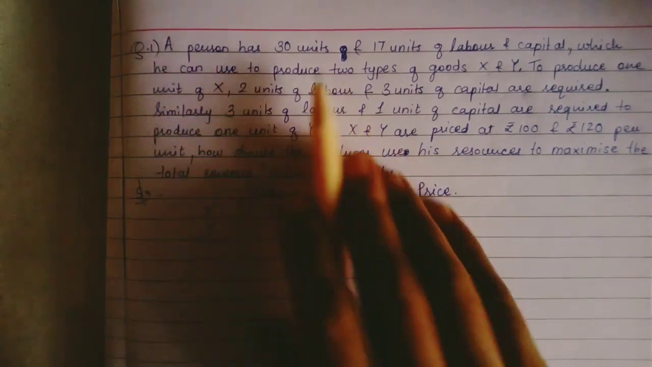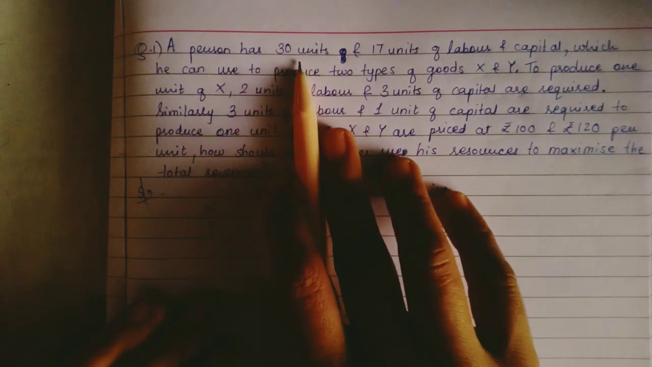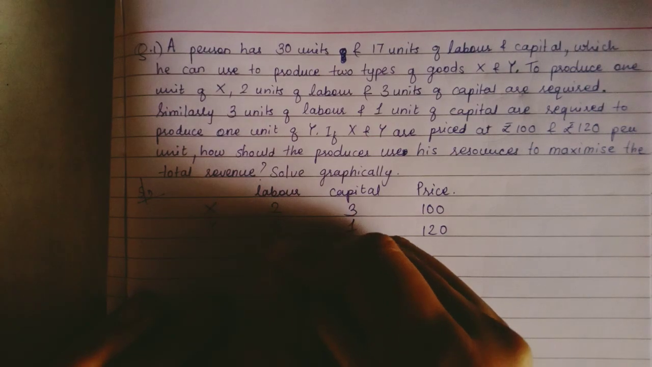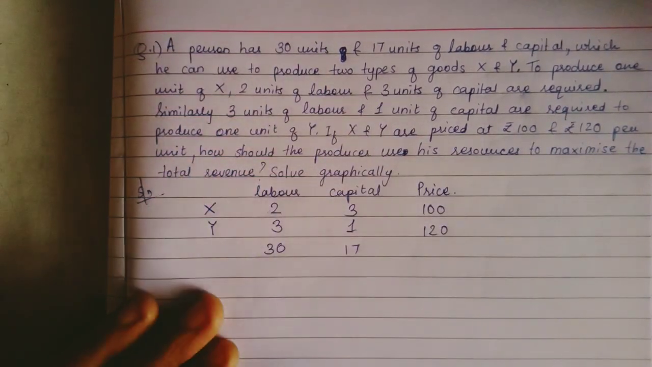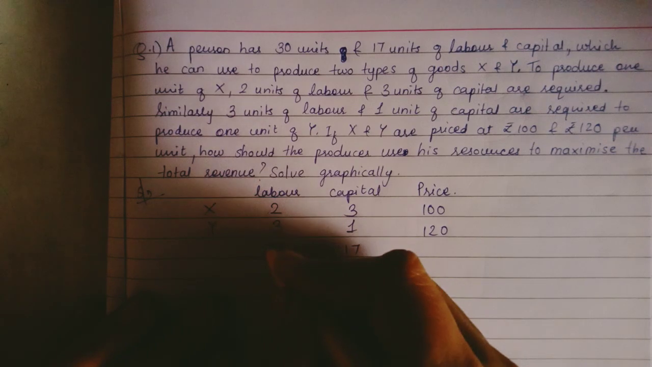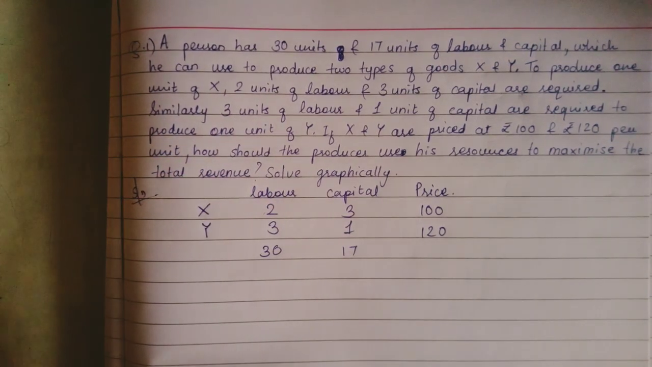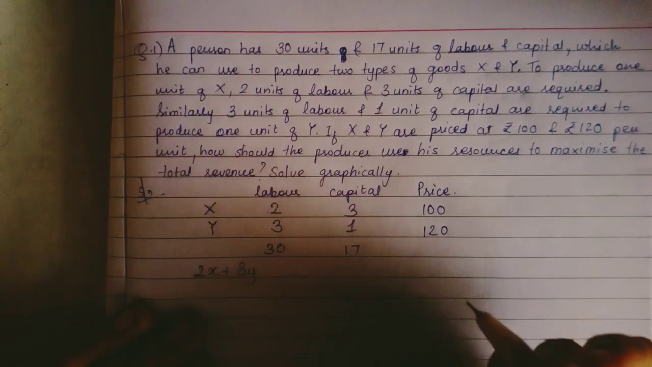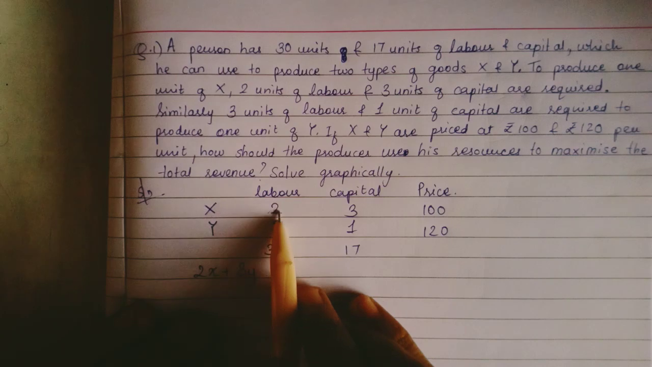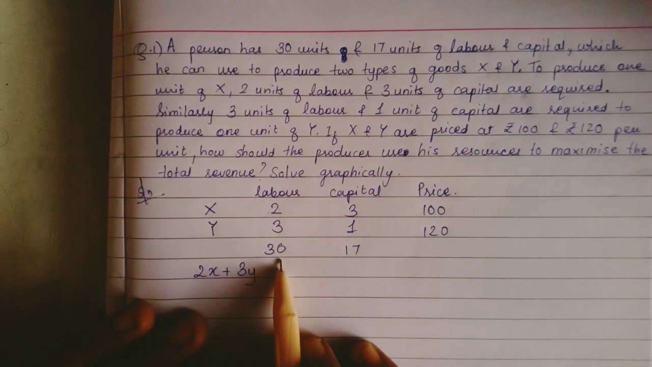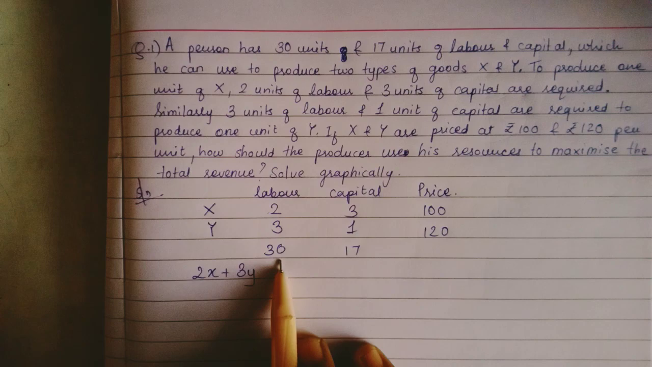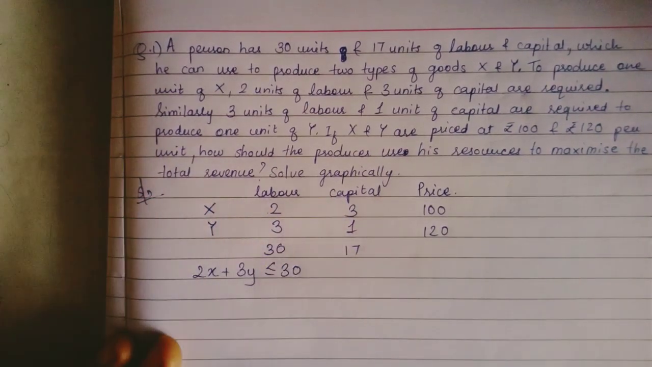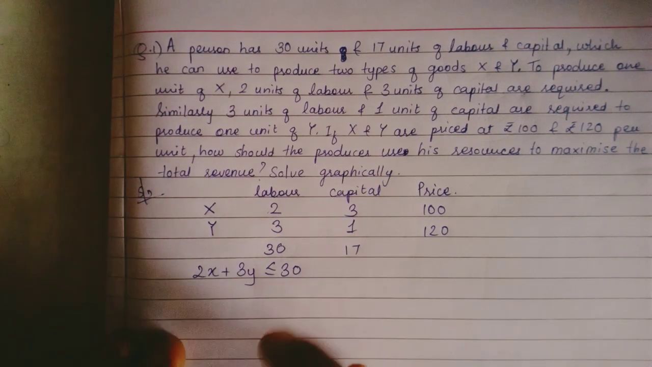Solve graphically. Now what is this 30 and 17? This is your labor and this is your capital. So labor is 30 and capital is 17. If you write it in the form of an equation, it will be what? 2x plus 3y, this is for labor, and labor total is given 30, so it is less than or equal to 30. This much of production is done.